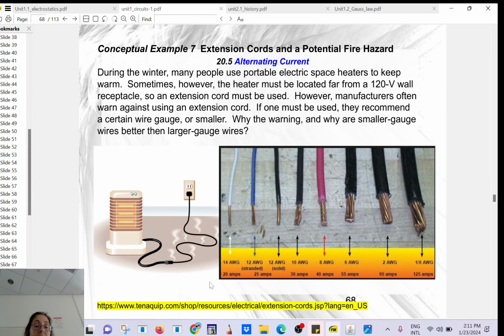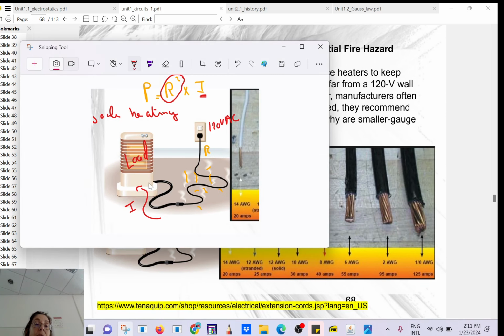So here, again, you cannot change the current because that's what the load needs, but you can change the resistance to limit it. So you want to make sure that the resistance is not too large. So you want to decrease the resistance, so you decrease that loss of energy to heat. Okay? Are you with me?